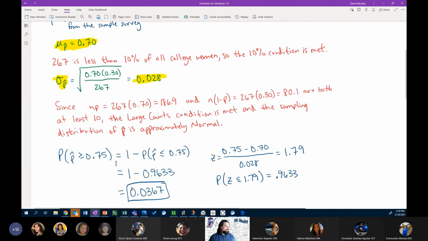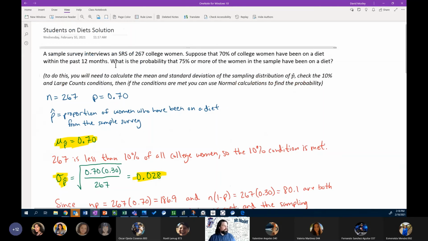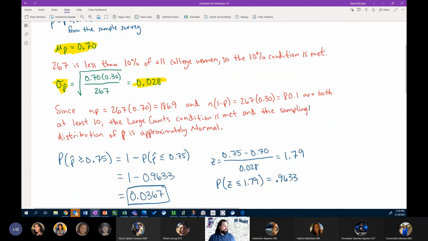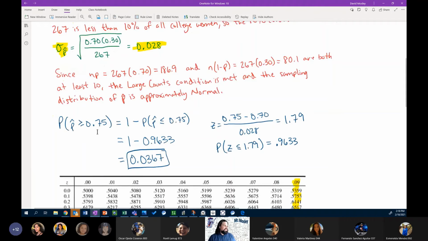So that brings us to, we want to determine the probability that p hat is greater than or equal to 0.75. That's the original question. What is the probability that 75% or more of the women in the sample have been on a diet? That's here. This is equal to, using the complement rule, 1 minus the probability that p hat is less than or equal to 0.75. I use the complement rule because table A always gives me proportions to the left of a z-value.